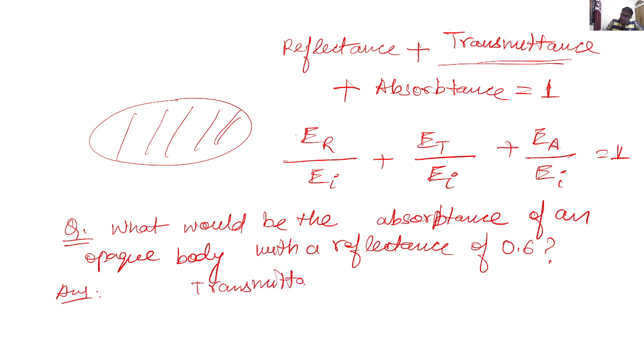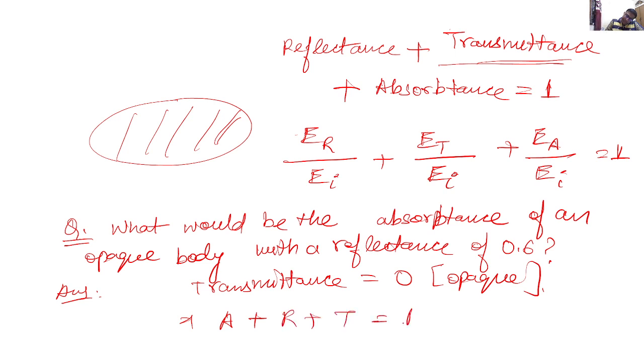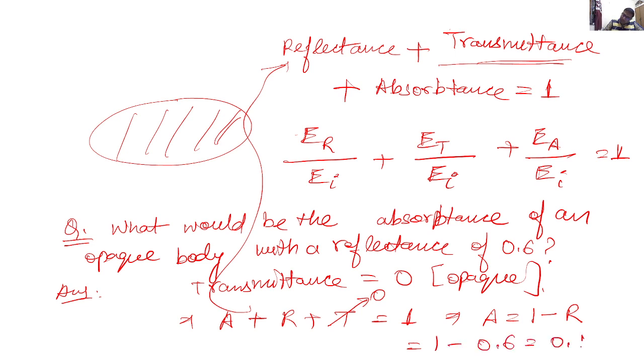it will not be able to transmit any light through it. The transmittance is 0 because the body is opaque. So A plus R plus T is equal to 1. I'm straight away talking about this equation. T is anyways 0. So this leaves us with the absorptance as equal to 1 minus the reflectance. So it is 1 minus 0.6 equal to 0.4.